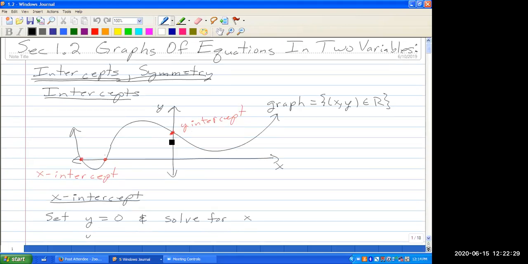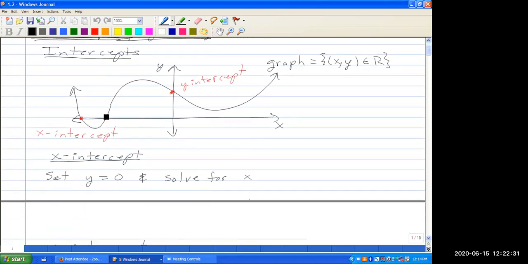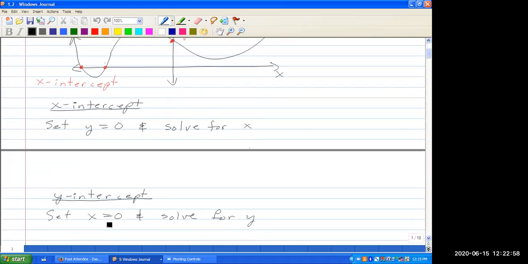The x-intercept can be found by setting y equal to 0. If you notice here, these intercepts occur at the x-axis when y is equal to 0. So to find the x-intercept, you set y to 0. To find the y-intercept, you notice that the y-intercept occurs when x is 0, so you would set x to 0 and solve for y.